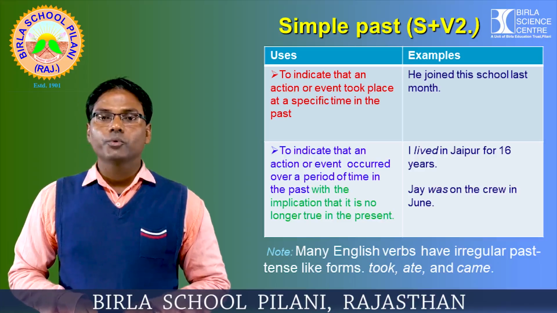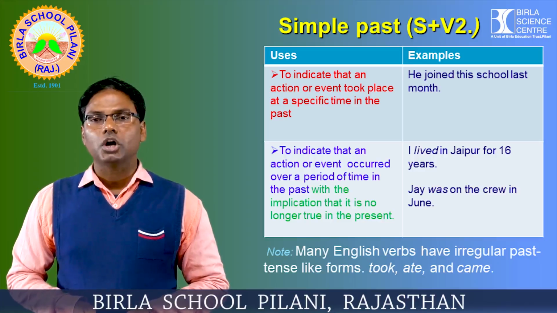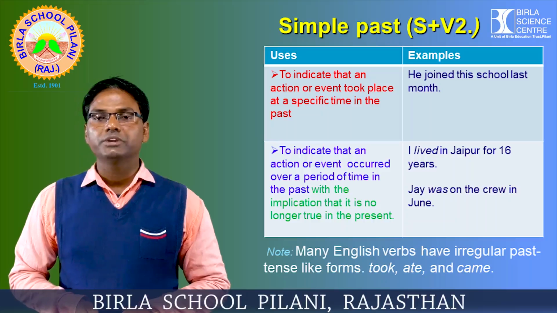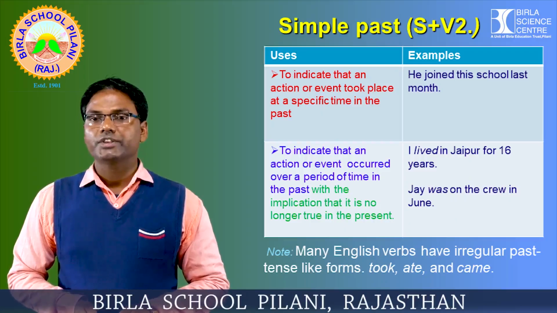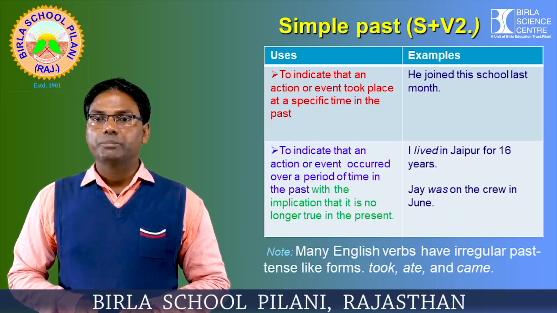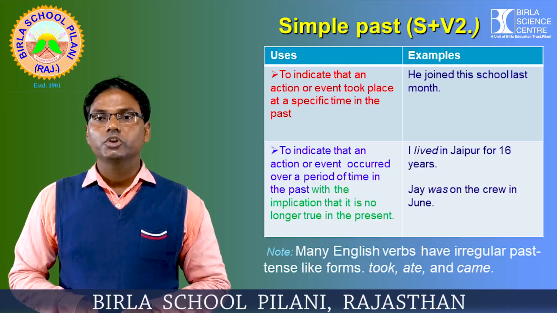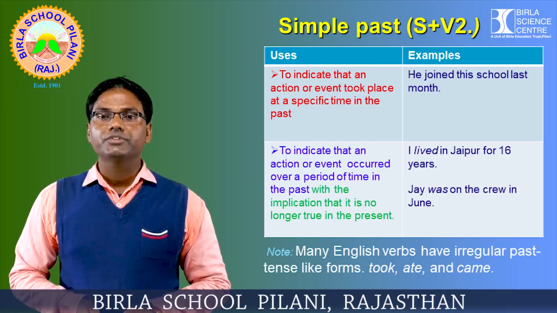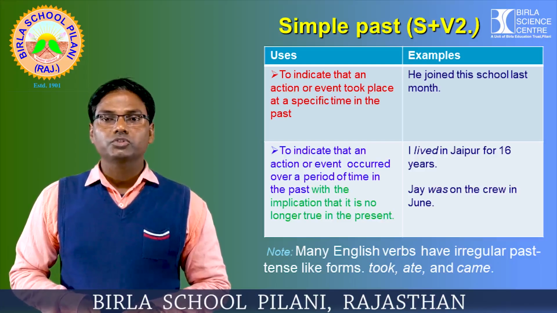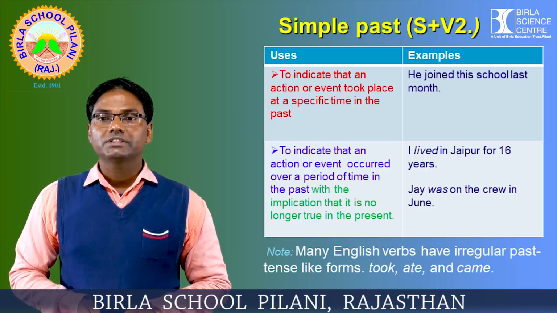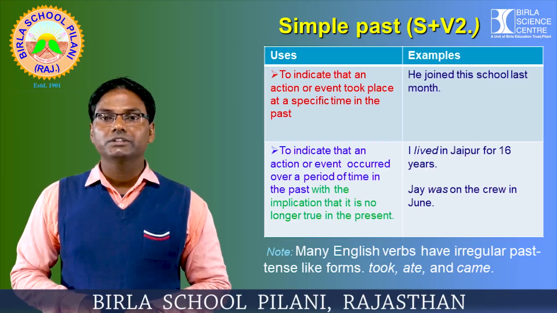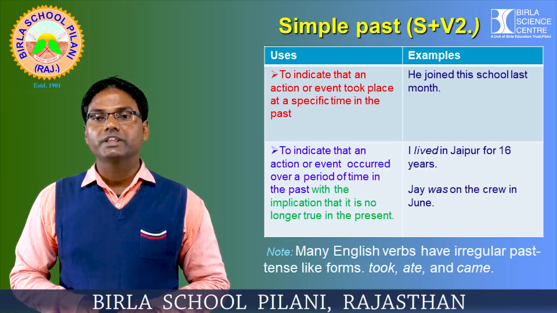It means the work occurred and it's not required that it will be true in the present or that it will stay in existence in the present. Let's see the example. I lived in Jaipur for 16 years. Look at living in Jaipur. Living in Jaipur was the work which was there in the past, but it's not required that I am living now in Jaipur. So in such a situation, the work occurred in the past only and the present existence is not there.